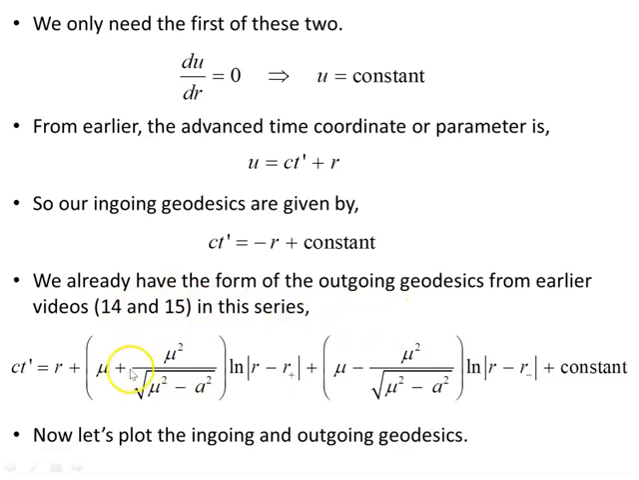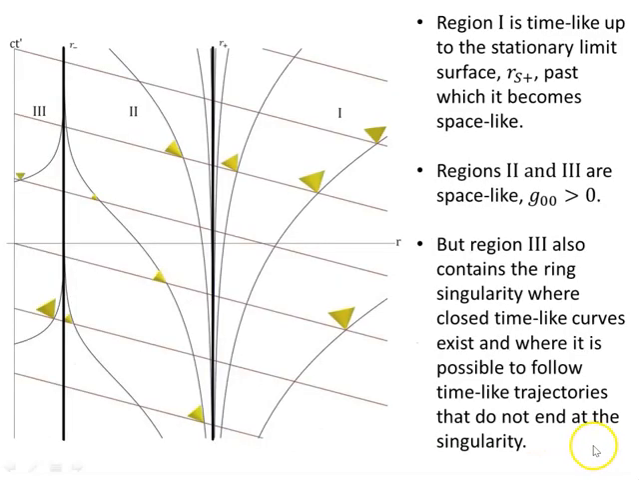So this form here came from videos 14 and 15 in this series. Now, why use that one? You'll see shortly with the plot. But we've got now our straight line. This is an inward going geodesic, C minus R, and that's carrying our photons. These are the geodesics along which our photons are traveling, crossing the event horizons, as you'll see shortly. So let's plot the ingoing, outgoing geodesics.